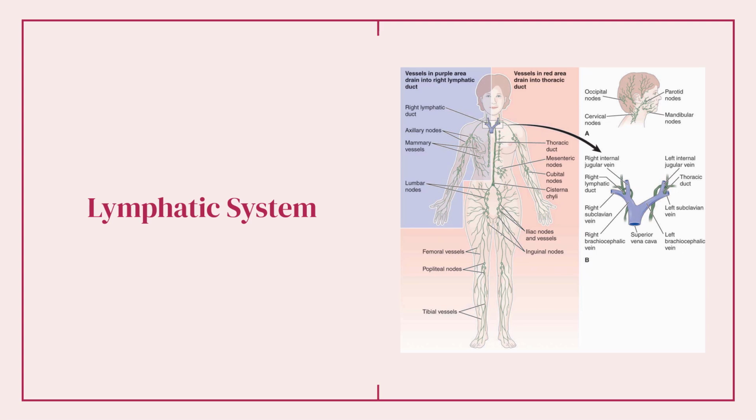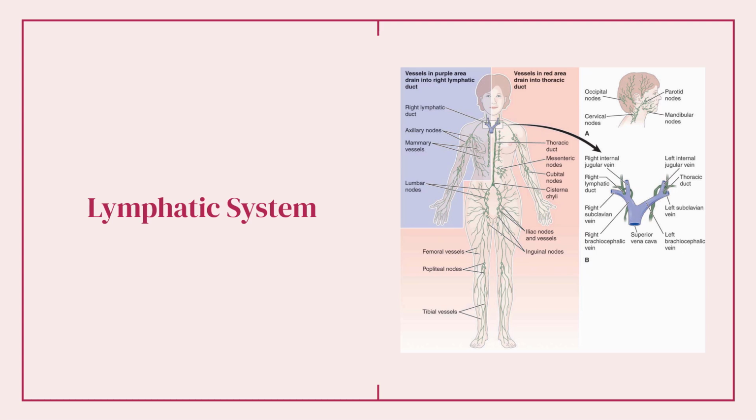Now we're going to talk about the lymphatic system, which works closely with the cardiovascular system, especially when we're thinking about fluid balance and edema. So the lymphatic system helps return excess fluid back to the circulation. It also supports the immune system. We want to think of it as the body's drainage system. And so how it works is fluid leaks out of the capillaries into tissues, which is normal, and the lymphatic system collects that extra fluid, filters it through lymph nodes, and returns it to the bloodstream.